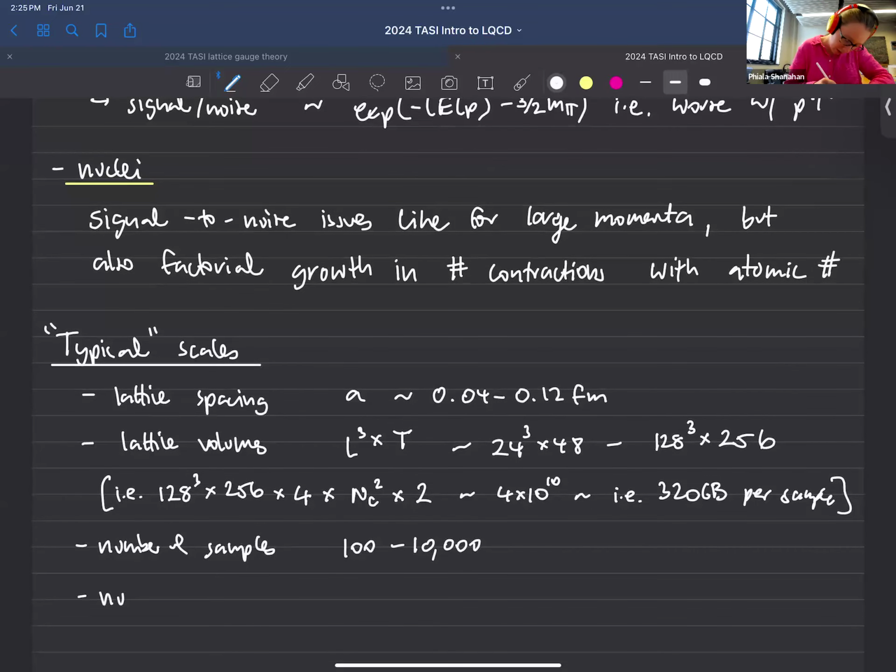Number of measurements. So you might do multiple measurements on a single sample. So that would be, you can put the origin of your quark propagator at different points on the gauge field. And if they're far enough apart, they're statistically independent. And so you can have more measurements than you have samples. So this might be from 100 through hundreds of thousands of measurements.